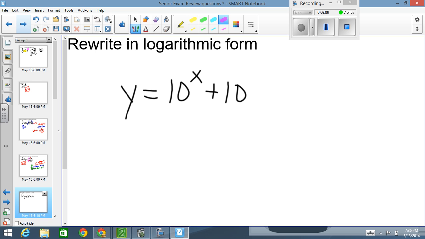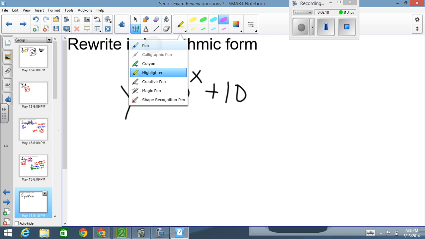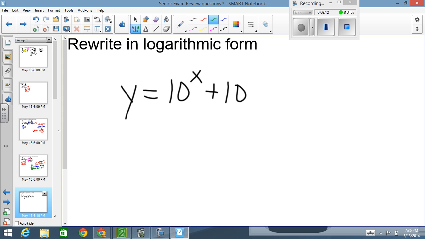Okay, we're going to talk about this problem in class just because I want to go over a couple of extra examples. I don't want to spend a lot of time on it right now, though.